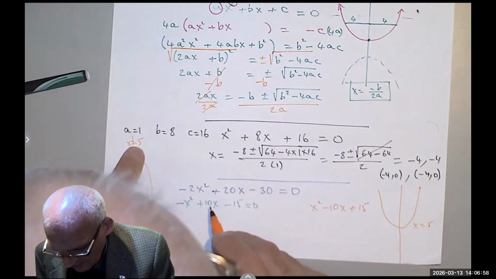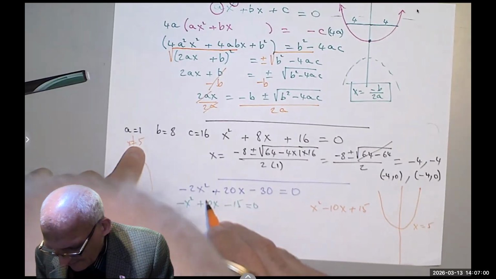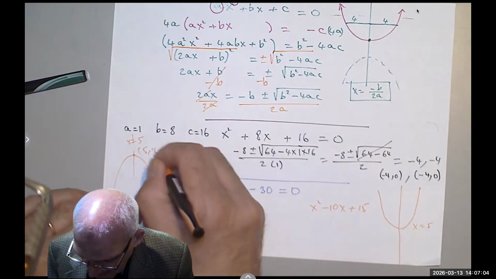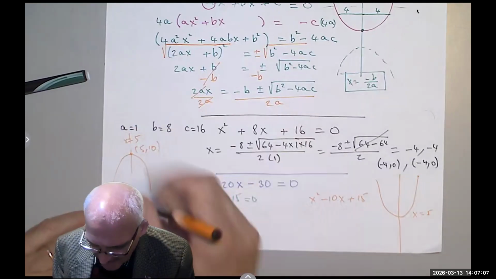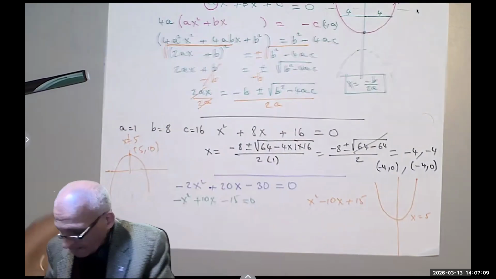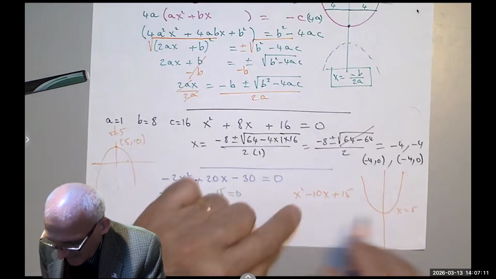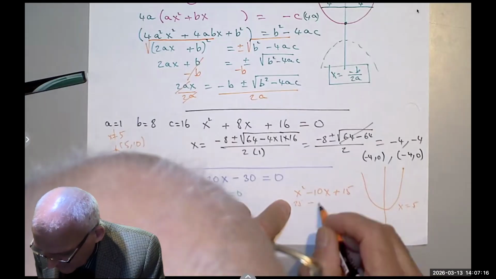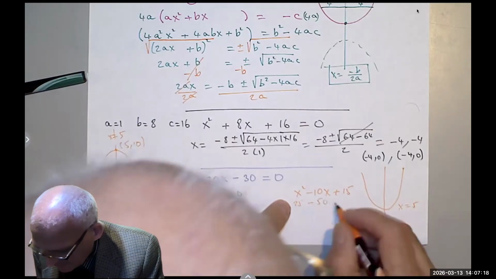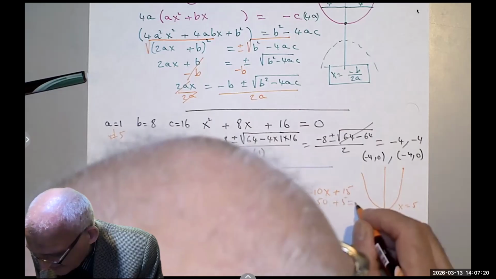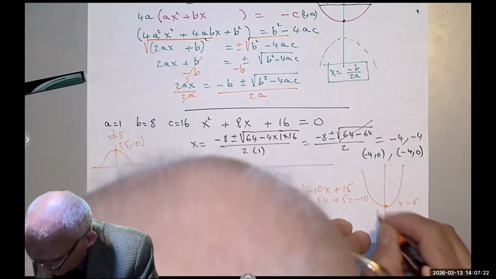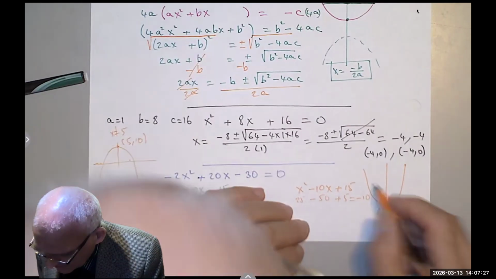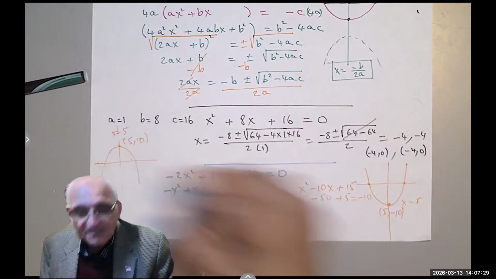25 plus 50 is positive, 25 minus 15 is 10. So this point is 5 and 10, meaning it's above the x-axis, so I will have two answers. What about this one? If x is 5, this is 25 minus 50, that's negative 25, plus 15 is negative 10. So this point is 5 and negative 10 instead of 5 and 10, but it's opening up, so it's below the x-axis, and I will get the same answer.